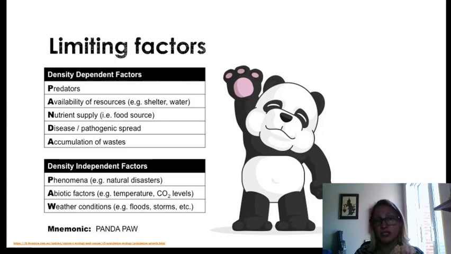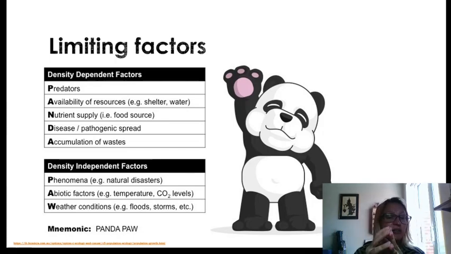There are some factors that we call density independent factors. So those are things like phenomena, natural disasters. It doesn't matter how big or small the population is, that's going to have an impact on that population. Abiotic factors, so temperature and carbon dioxide level, for instance, are going to affect the population, whether you've got a large population or a small population. And weather conditions, so floods and storms and things like that, are going to have an impact on the population, whether you've got a big population or a small population.